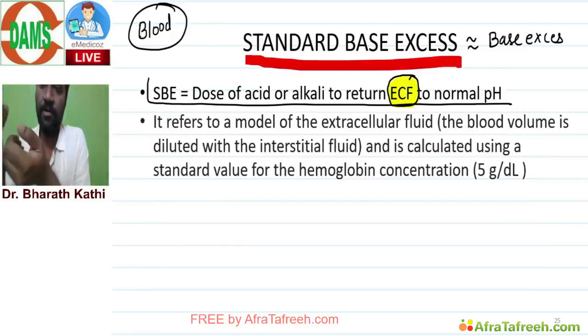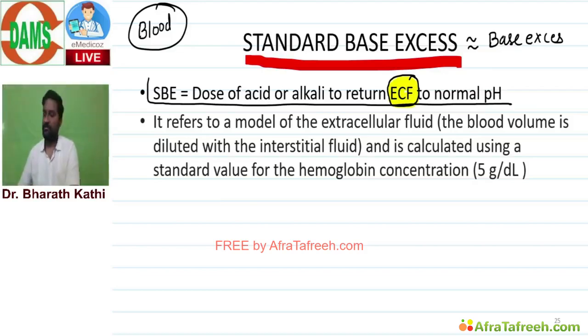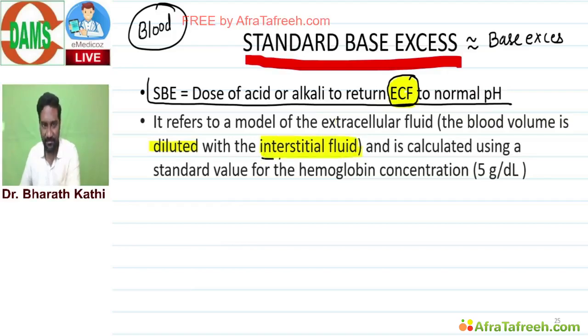So intravascular volume is only a small part. It will also take the interstitial fluid. So it is the dose of acid or alkali required to return ECF to normal pH. It refers to a model of ECF, where the blood volume is diluted with interstitial fluid. Now because we are taking interstitial fluid, previously it was only blood.